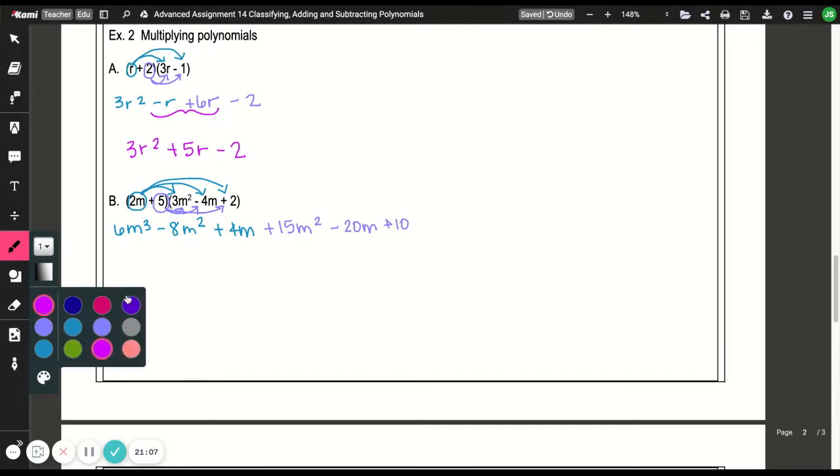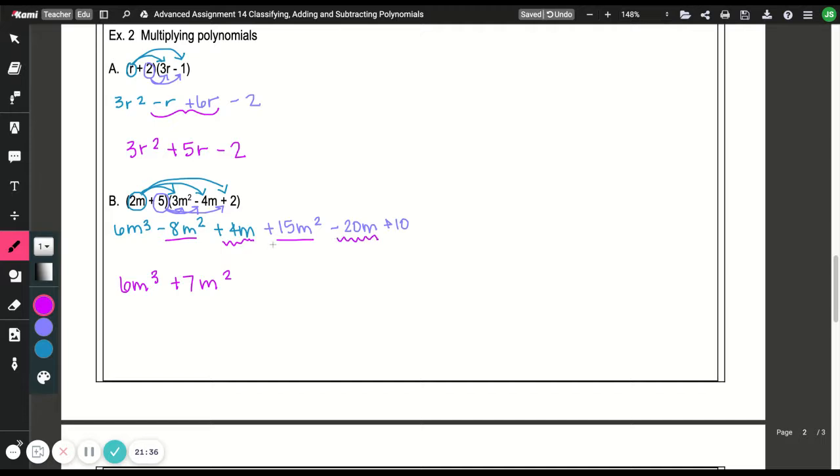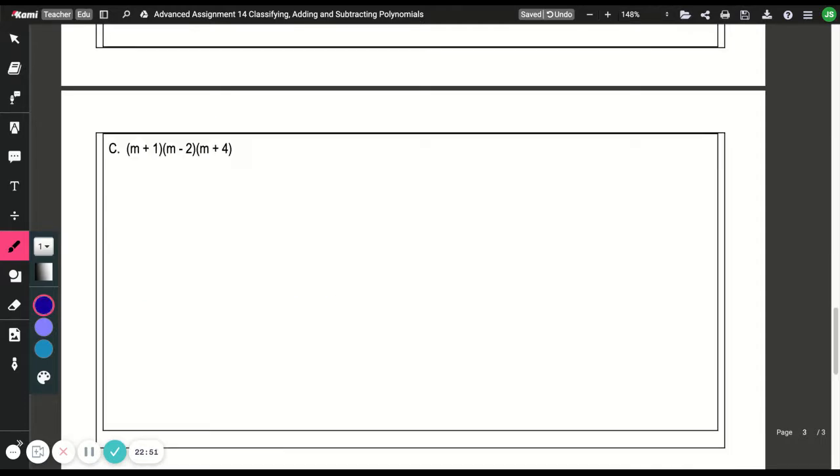And then we do the same thing we did before, and we look for like terms that I can combine. So here I have an m squared, and then I have another term with an m squared. So I'm going to be able to combine those two into a single term. The m cubed, there's nothing to add it to. So 6m cubed. And then for the m squareds, I have negative 8 plus 15 is positive 7m squared. And then the m to the first, I can combine those. Positive 4 minus 20 is negative 16m. And then the 10 is the only constant.